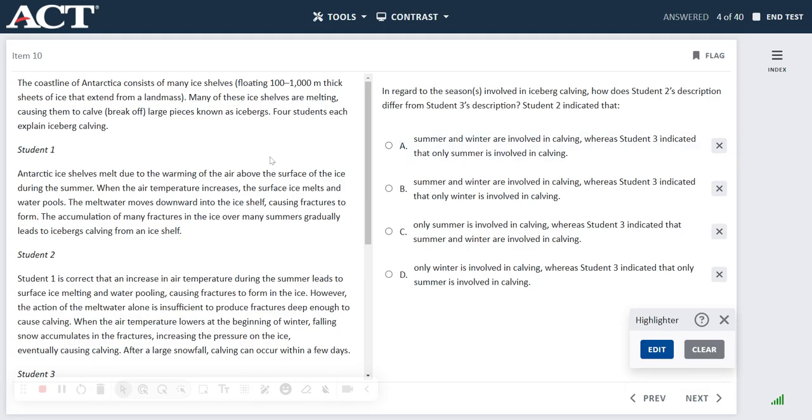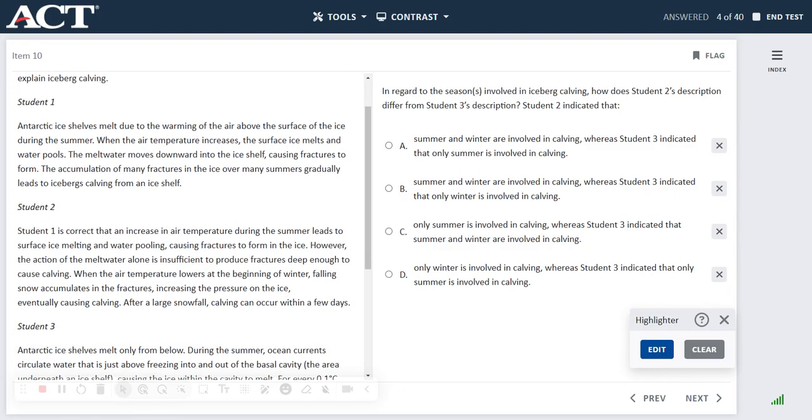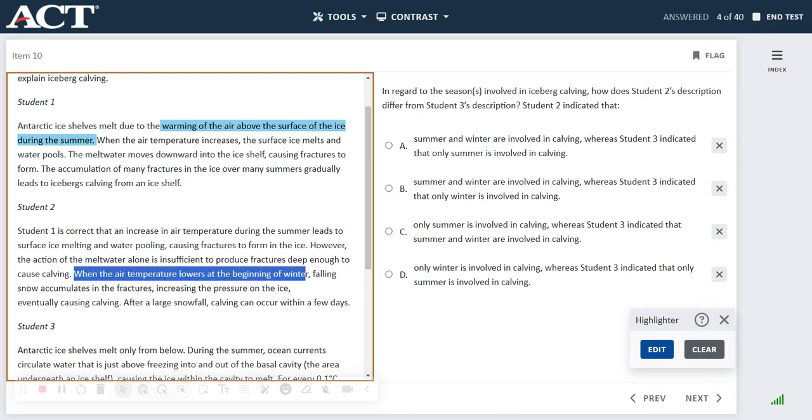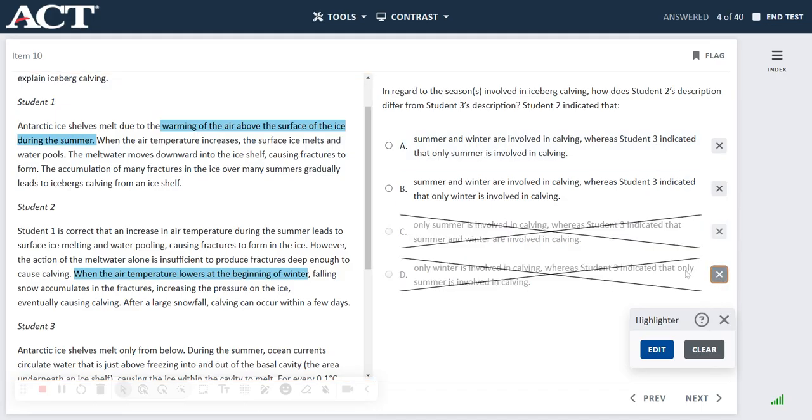All right, so choice A says student 2 says summer and winter. So student 2 says student 1 is correct. The warming during summer. Okay, so summer is involved. And then this is also when the snow falls, when the temperature begins to lower in the winter. Okay, so student 2 indicates that summer and winter are both involved.